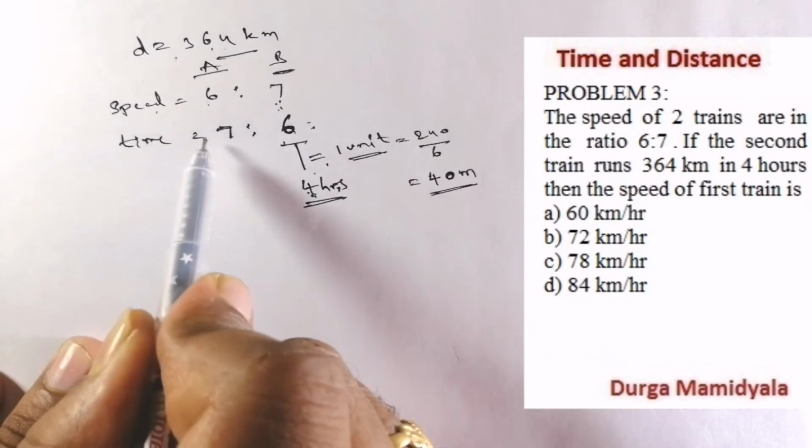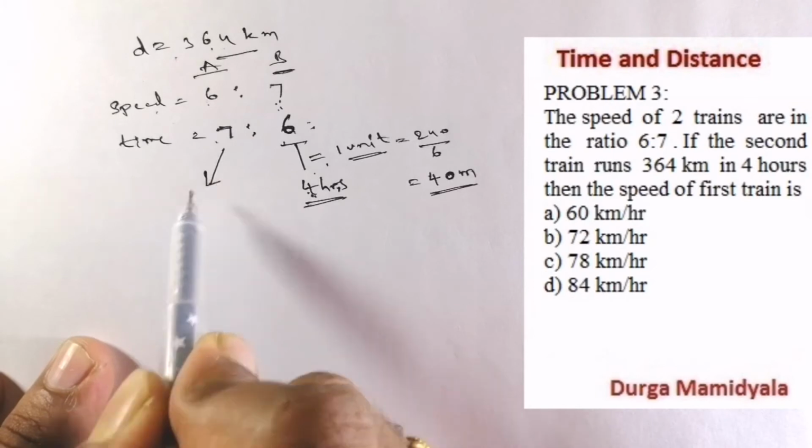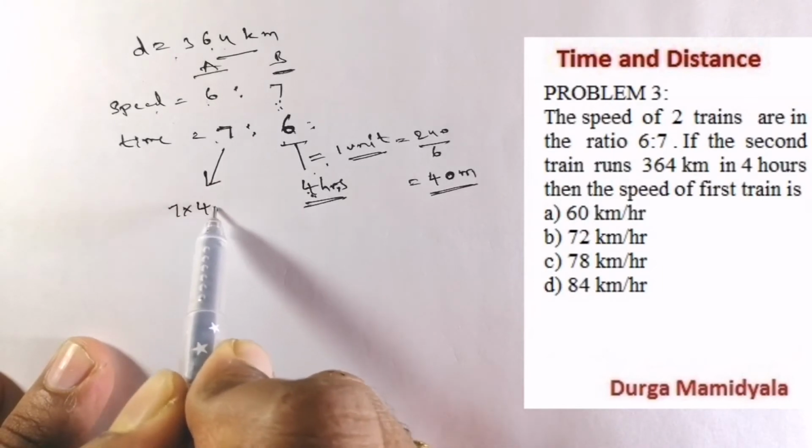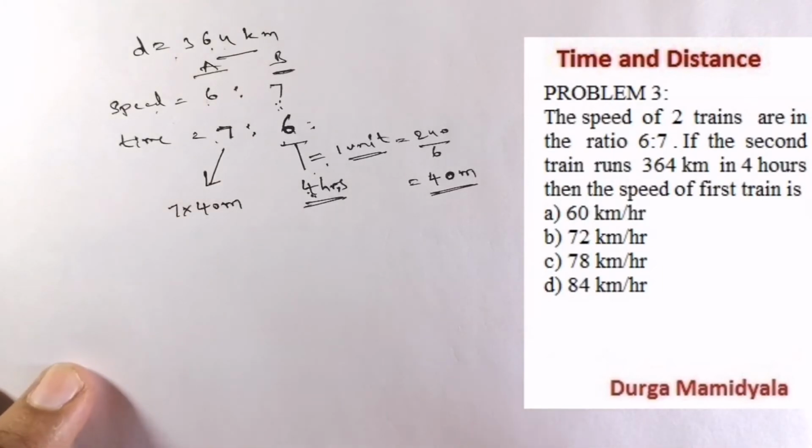So B is going to take 6 into 40 minutes. Then what time is A going to take? It is going to take 7 into 40 minutes. Right? I think you have understood. I want to clarify it once again.